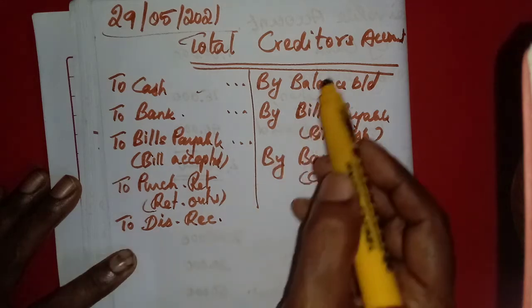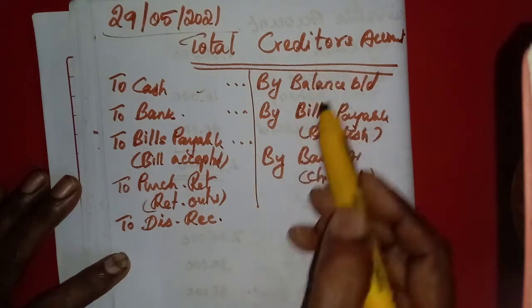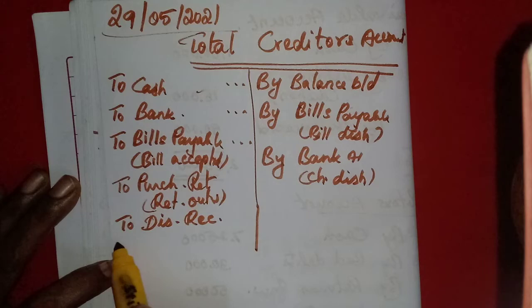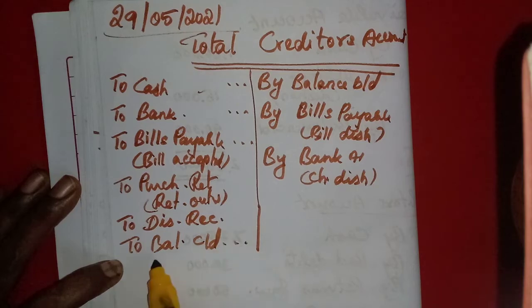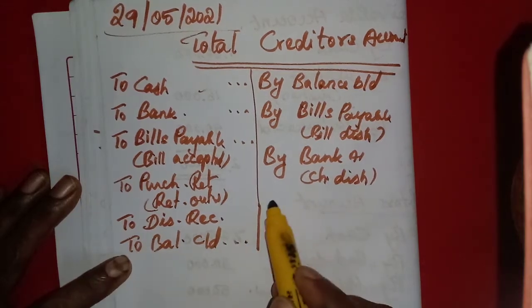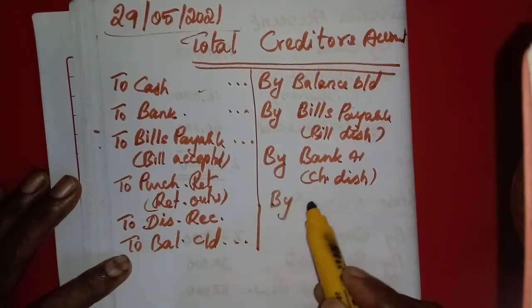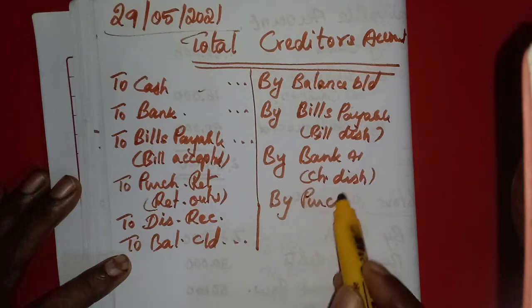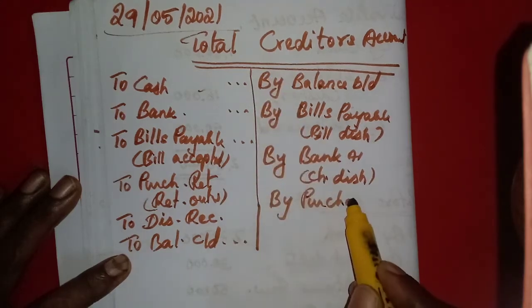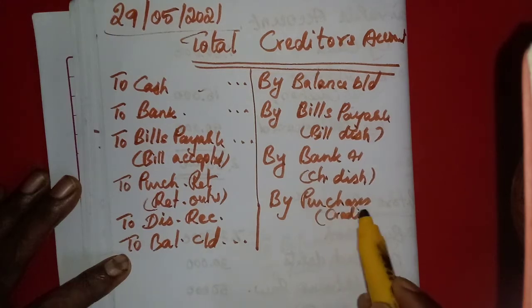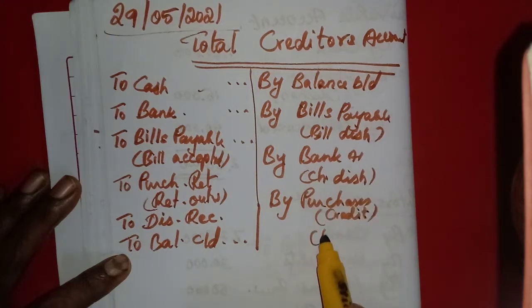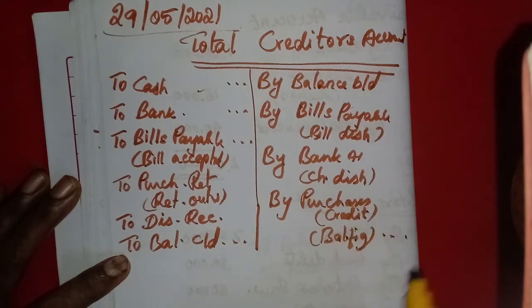Now opening balance we have written on the credit side, closing balance on the debit side, to balance carried down. Now either they will ask us to calculate the closing balance or purchases. Purchases account debit to creditors account. So purchases, this may be credit. We should write it as the balancing figure. Mostly they will ask this one only.